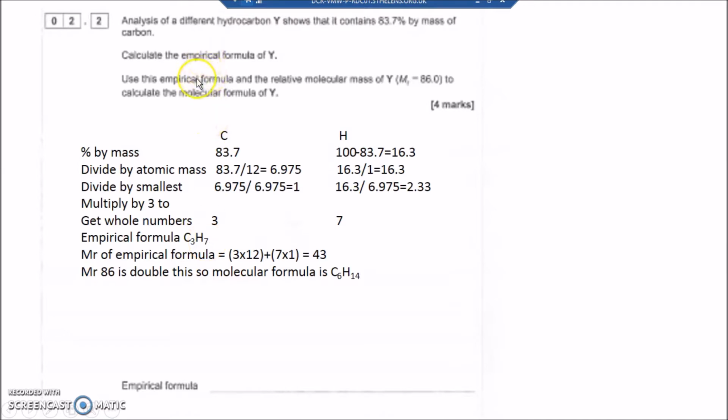Now it needs us to work out, after the empirical formula, the molecular formula. So the molecular formula is its true formula. We get this from the MR. If we add up C3H7, a carbon has got a mass of 12, so that's 36. A hydrogen has got a mass of 1, so that's 7. 36 add 7 is 43. That seems to be half of 86. So the true formula is going to be double this, C6H14. You can check that its MR equals 86 if you wish.